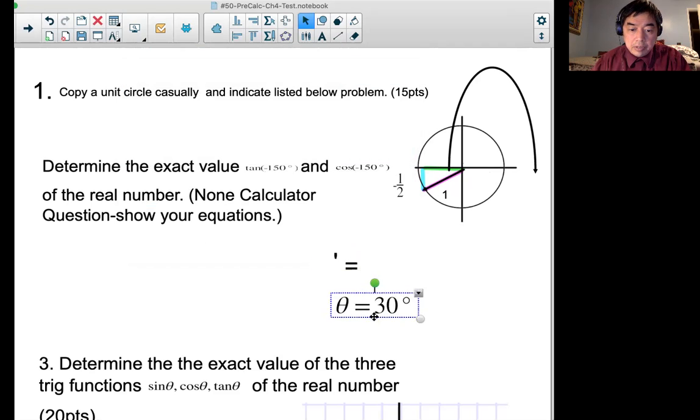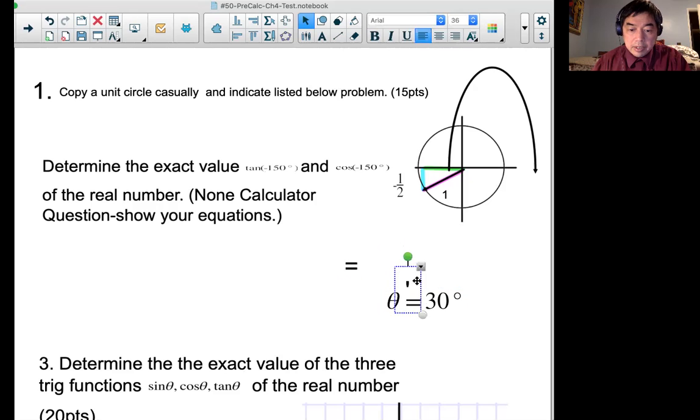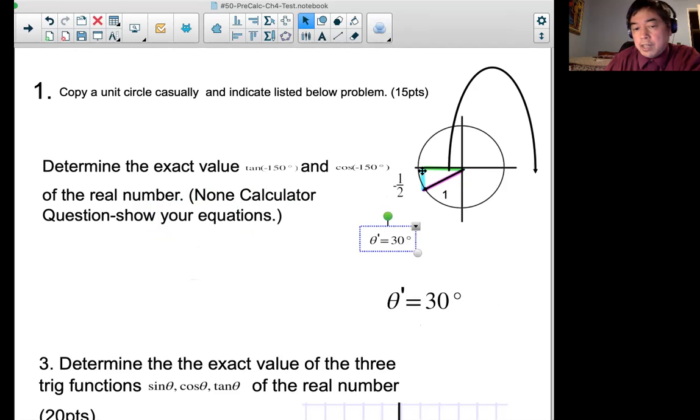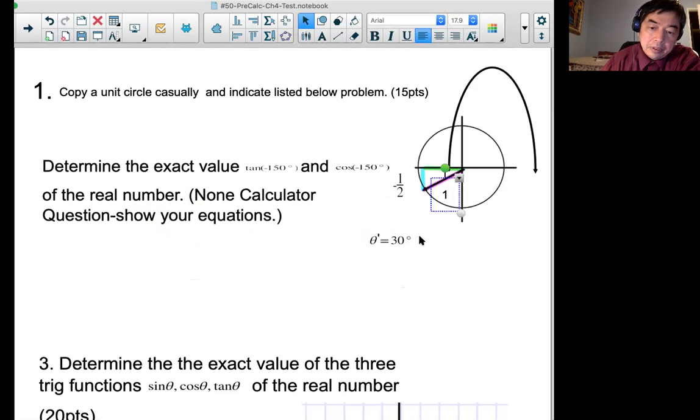Now I would take this one and put the prime sign here because it's a reference angle. I will cut and paste here. Now I will keep this one here. If this is 30 degrees here, then this must be 60 degrees. If you remember the geometry, it's 1, 2, square root 3, but everything is half because the unit circle radius is 1, so the hypotenuse is 1.